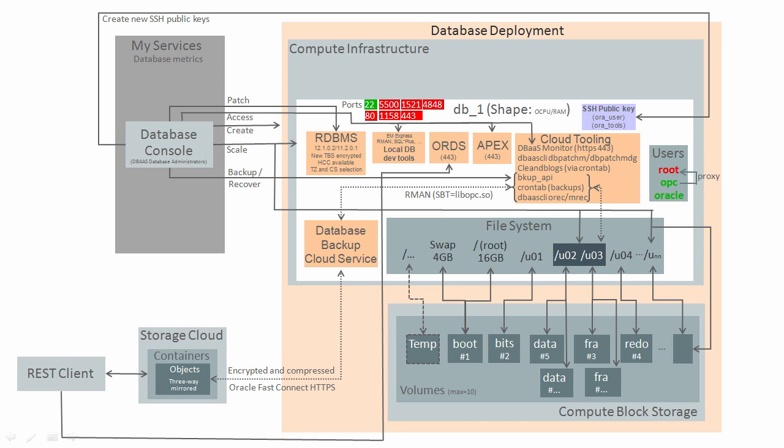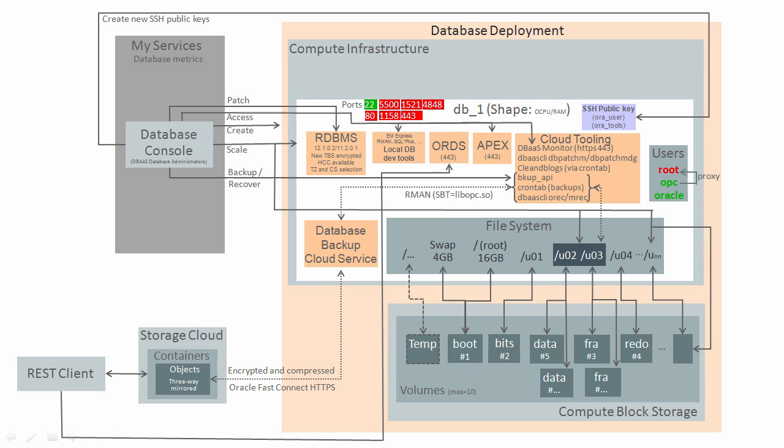Boot, which is 20 gig; bits, 30 gig; data, depending on the size you specified for your data; FRA, which is by default 1.7 times the data size if you are using backups; and redo, which is 10 gigabyte. These volumes are automatically attached to your VM and then formatted and mounted appropriately.